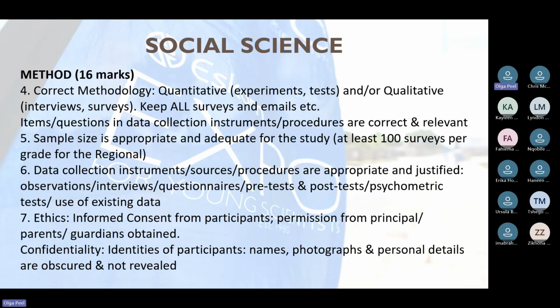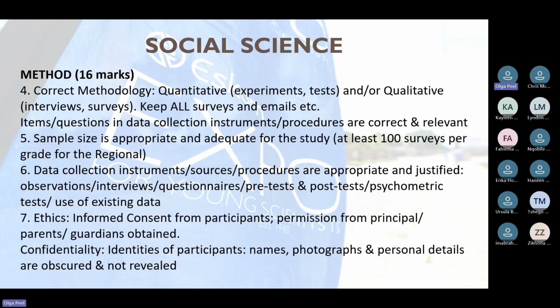Okay? Sample size is appropriate and adequate. Now, if you're doing surveys, you've got to have a lot of them for the regional. You might have had a few for the district expo. Now we're looking at probably 100 per grade if you are doing a survey at school. Right. How did you collect information?